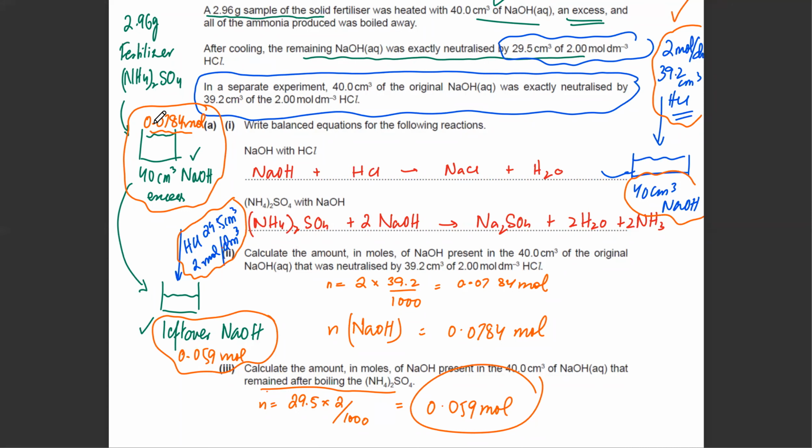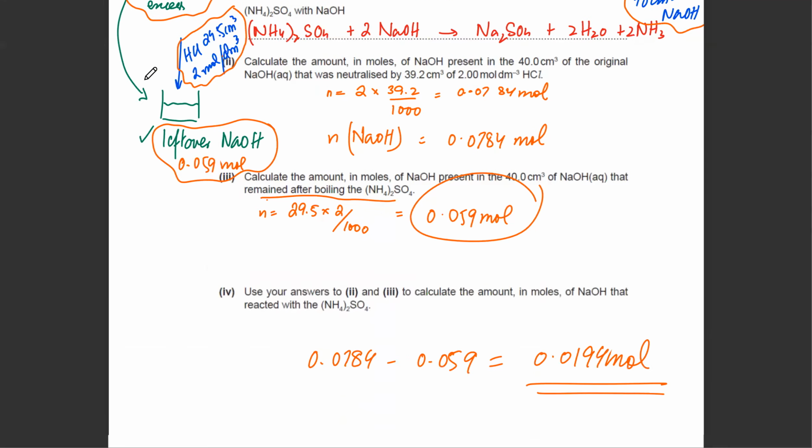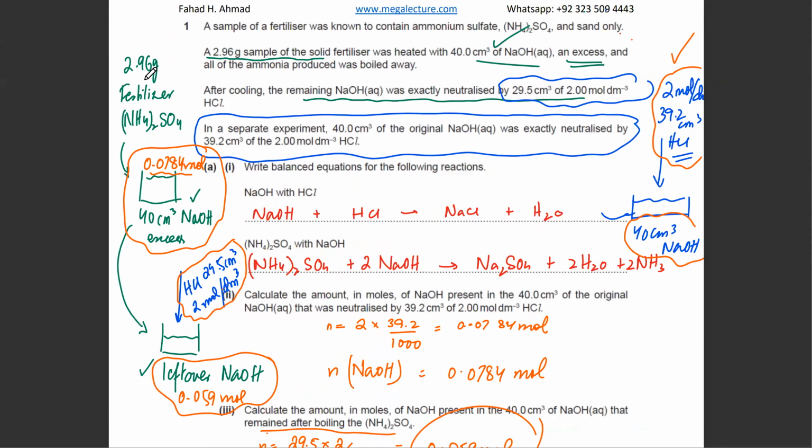Then we subtracted the two. These were the moles added, these were the moles that are left. We found the moles that actually took part in the reaction with ammonium sulfate, which comes out to be 0.0194 moles, right? So the moles actually taking part in the reaction with ammonium sulfate are 0.0194 moles. Is this clear to everyone? Sara, is this clear? Maaz, Zan, Sidra, is this clear? Afeen? Yes, sir.